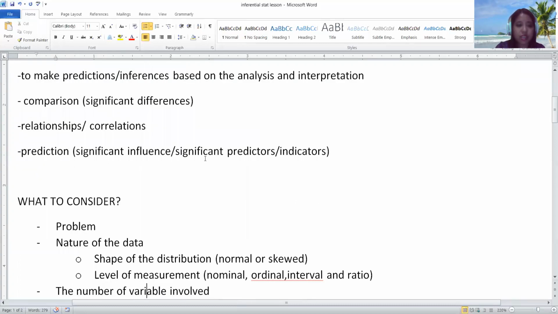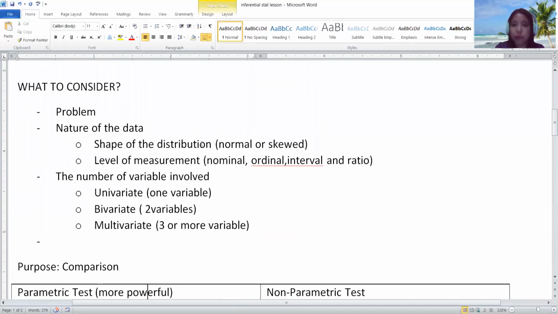But before we decide what to use, we need to consider the problem and the nature of the data. So that is, what is the shape of the distribution? Is it normally distributed or is it skewed? Or what is the level of measurement? We also need to consider the number of variables involved. It can be only one variable, which we call univariate, or two variables, which is bivariate, or three or more variables, which is called multivariate.